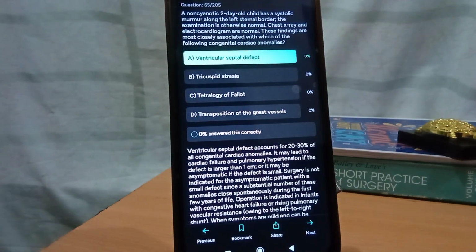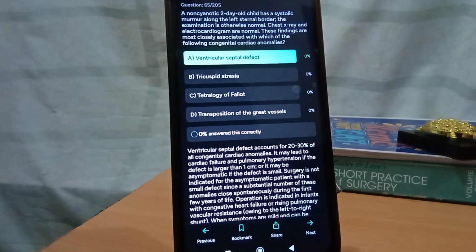A non-cyanotic 2-year-old child has a systolic murmur along the left sternal border. The examination is otherwise normal. Chest X-ray and echocardiography are normal. This finding is most commonly associated with which of the following congenital heart diseases?